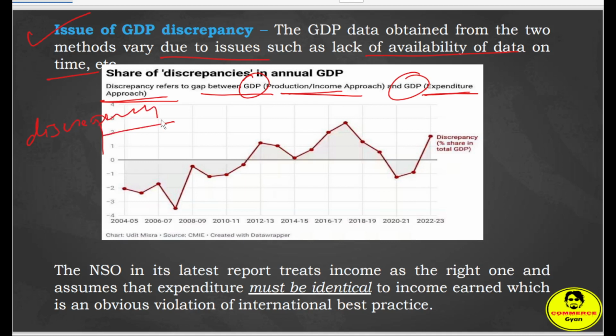Right? And the NSO in its latest report treats income as the right one. So here it treats income as the right one, and they assume that expenditure must be identical to income earned, which is an obvious violation of international best practices, right?